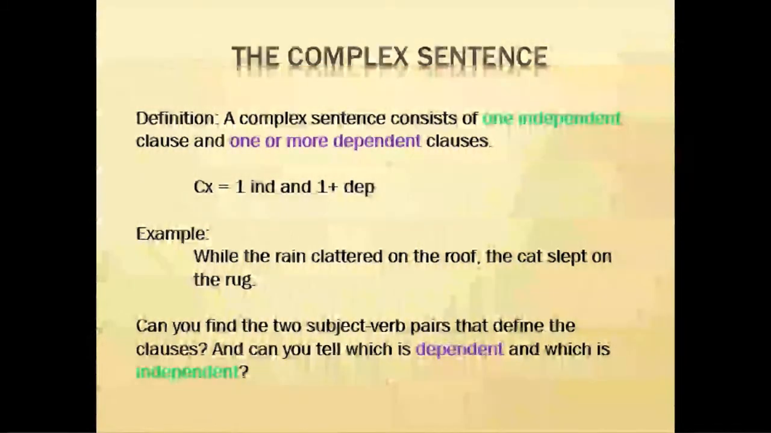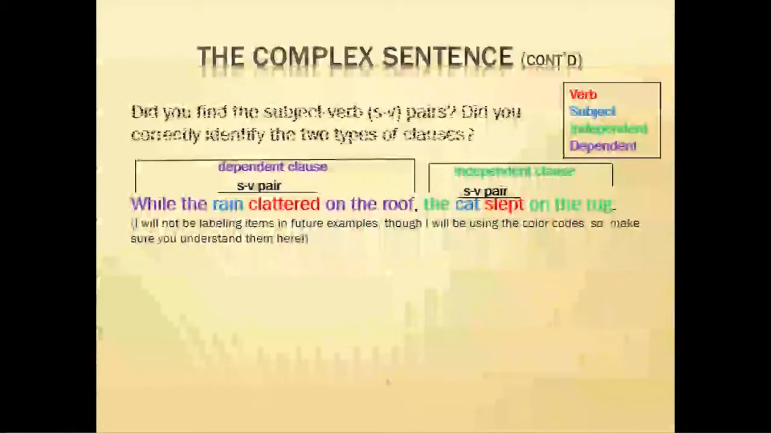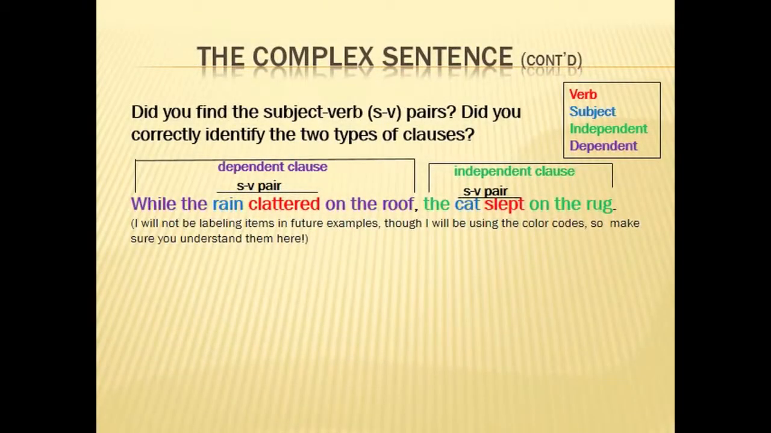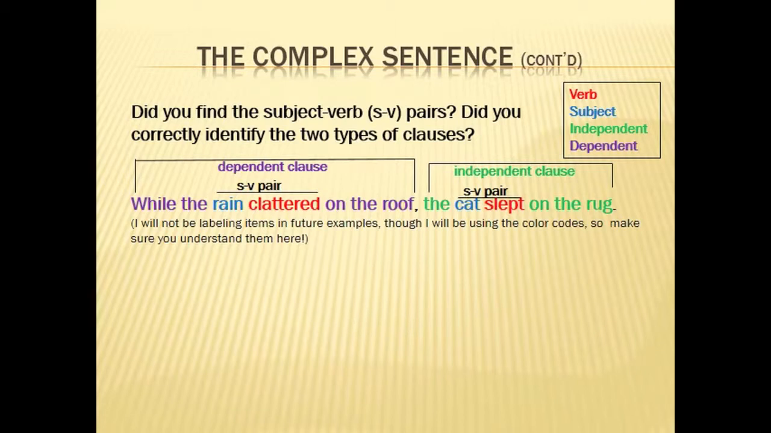Can you find the two subject-verb pairs that define the clauses? Can you tell which clause is dependent and which is independent? Take a look, make sure you can find them. Here's the sentence again. Did you find the subject-verb pairs? Did you correctly identify the two types of clauses? In the future, I will not be specifically labeling the examples much as I did here, but I will be using the color code key, which you see in the upper right, to make it easier for you to go back and double check your sentences.